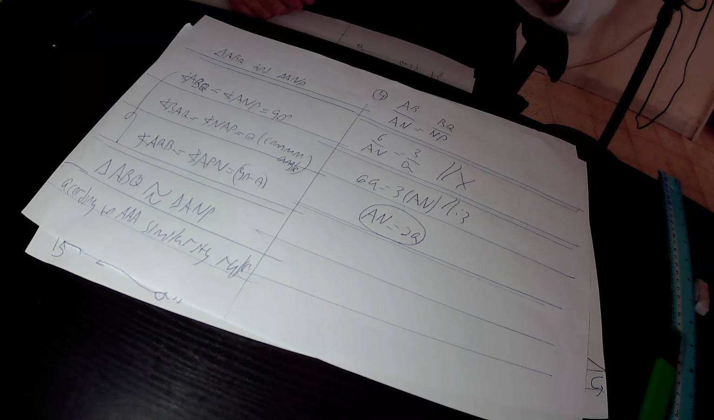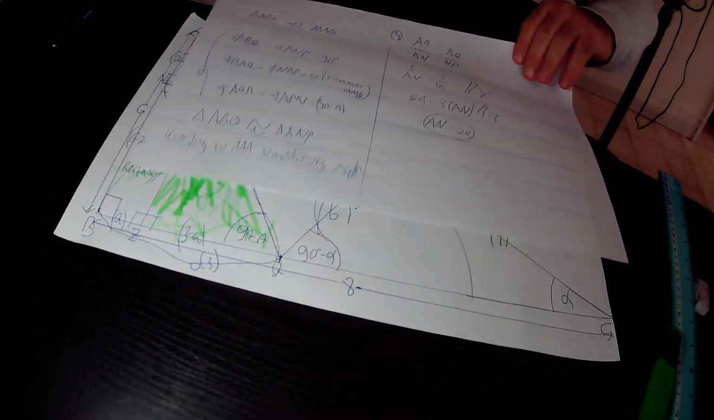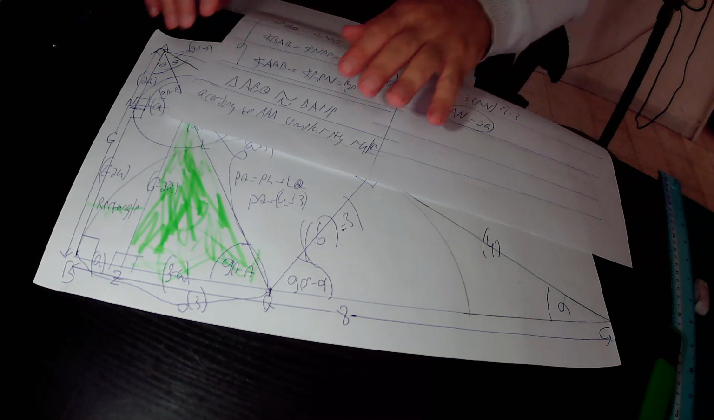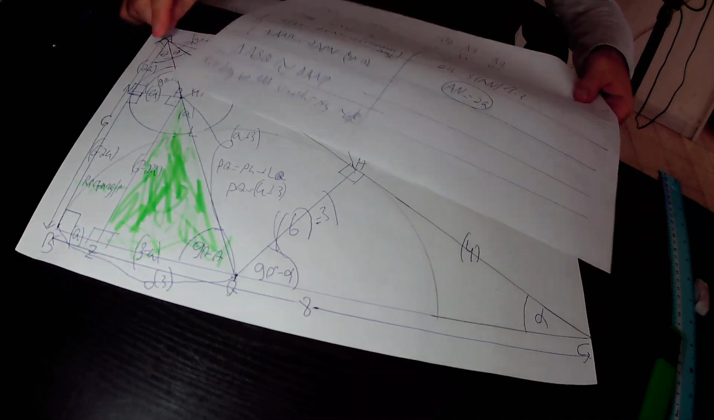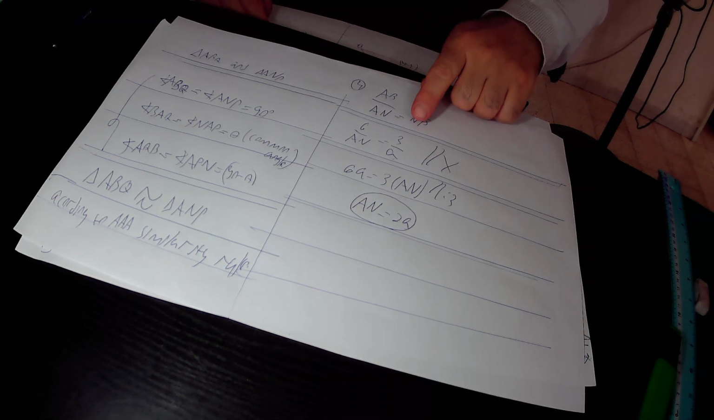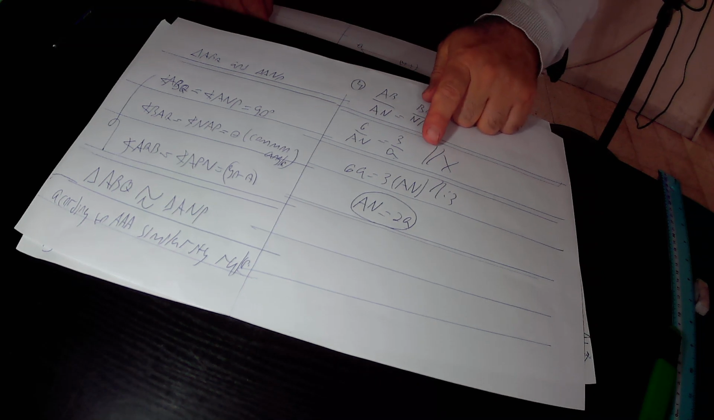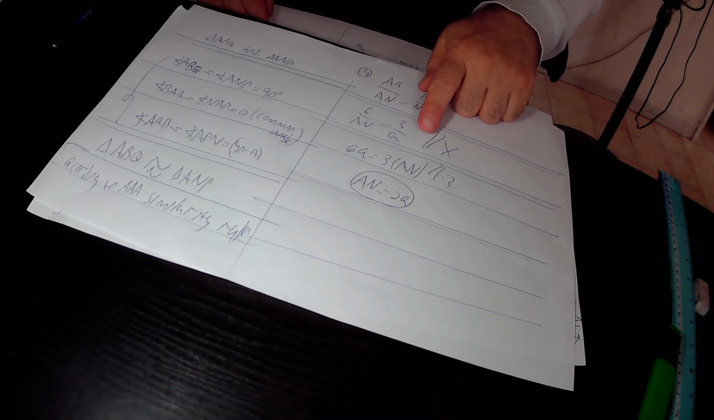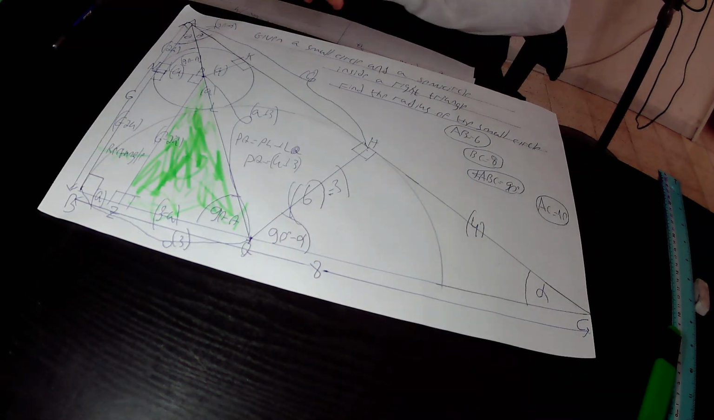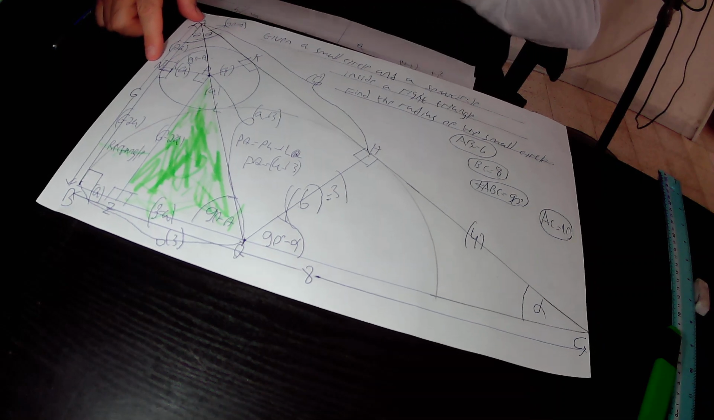AB is 6, AN is the missing side, so we leave it as it is. BQ is 3 and NP is a. So we found out that 6 over AN equals 3 over a. Here we cross multiply this equation, and finally find that 6a equals 3AN. Here we divide this equation by 3, and finally find that the missing side AN equals 6a over 3. 6a over 3 is 2a. So this missing side AN is equal to 2a units.